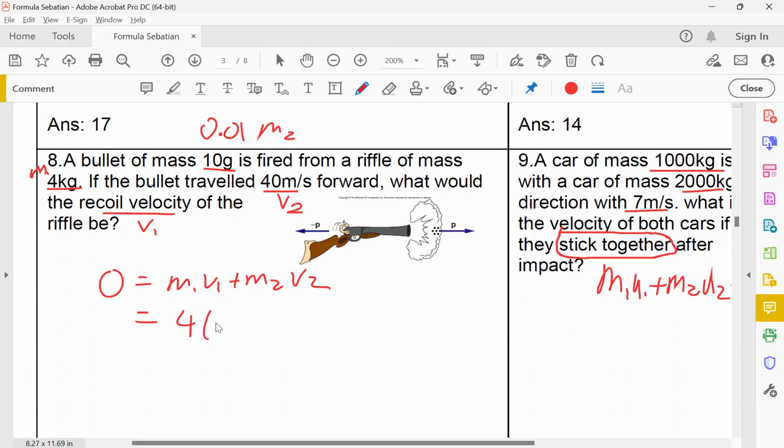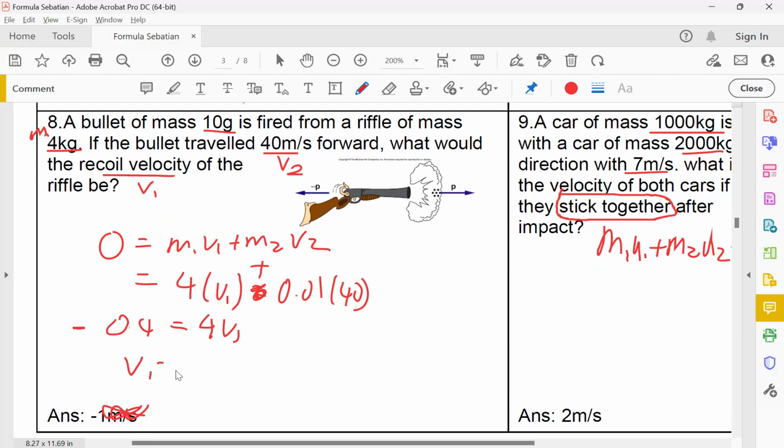And it's going to be like 4 multiplied by V1 equals 0.01 multiplied by 40. So, yeah, plus. It's not equals, it's plus. Then from here, it will be 4V1 equals negative 0.4. Yeah. Then your V1 will be negative 0.1. Yeah, you're correct. Xinyan, you're correct. It is negative 0.1.